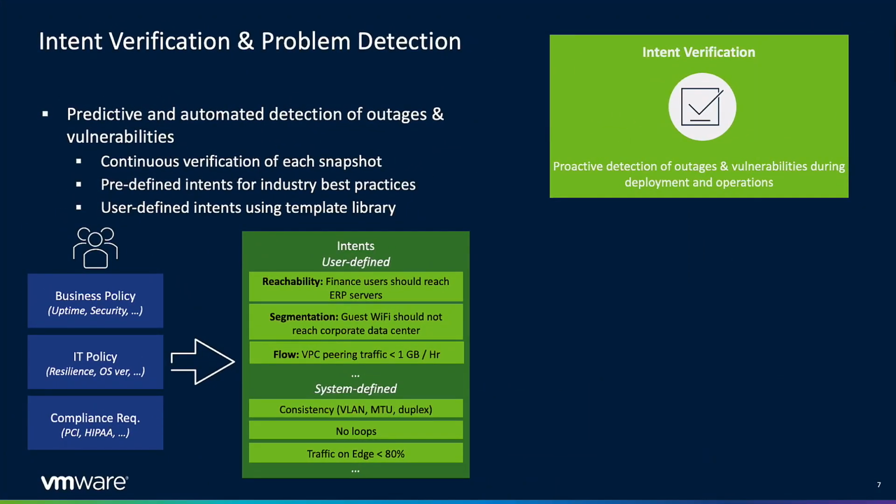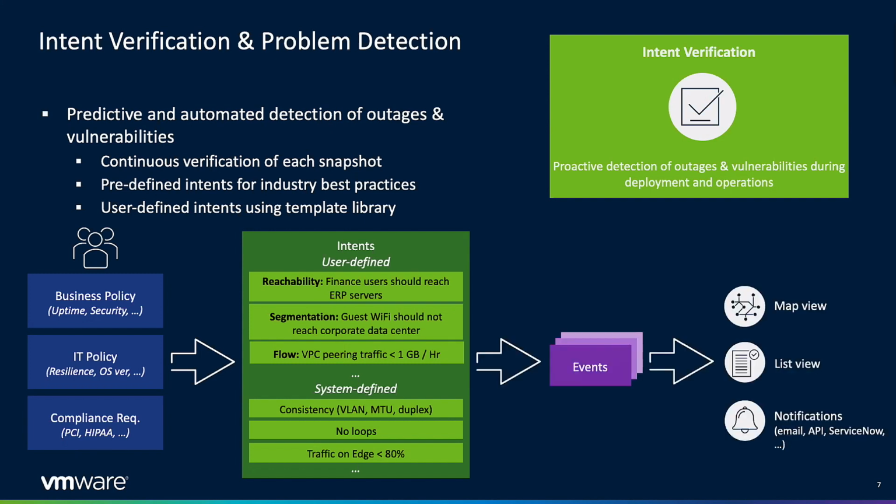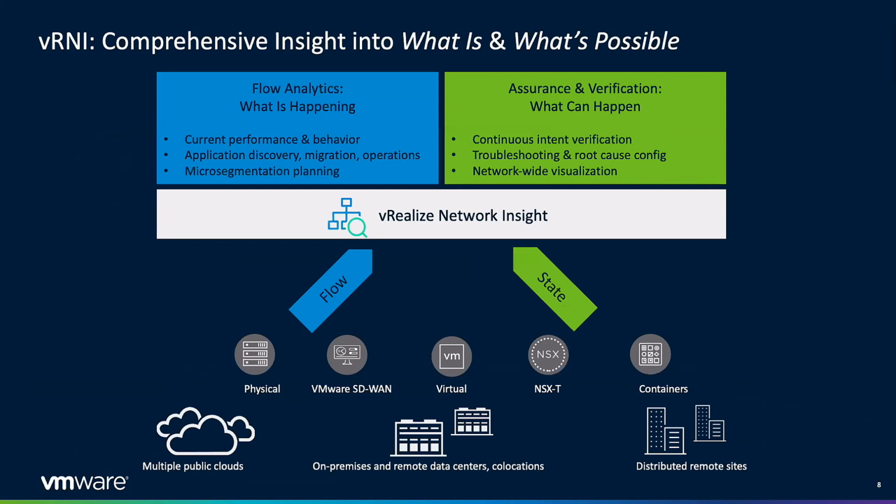There are also system-defined intents that you'll see in the demo that are best practices out of the box. And if there's any problem with any of these intents, they're being continuously mathematically verified. If there is a problem, it will generate an event, which you can see in the network map. You can see it in a list, and you can push these out as notifications by APIs to ServiceNow and so on. So just to wrap up, what we think is really exciting here is that we're bringing together a comprehensive view of what is and what's possible.